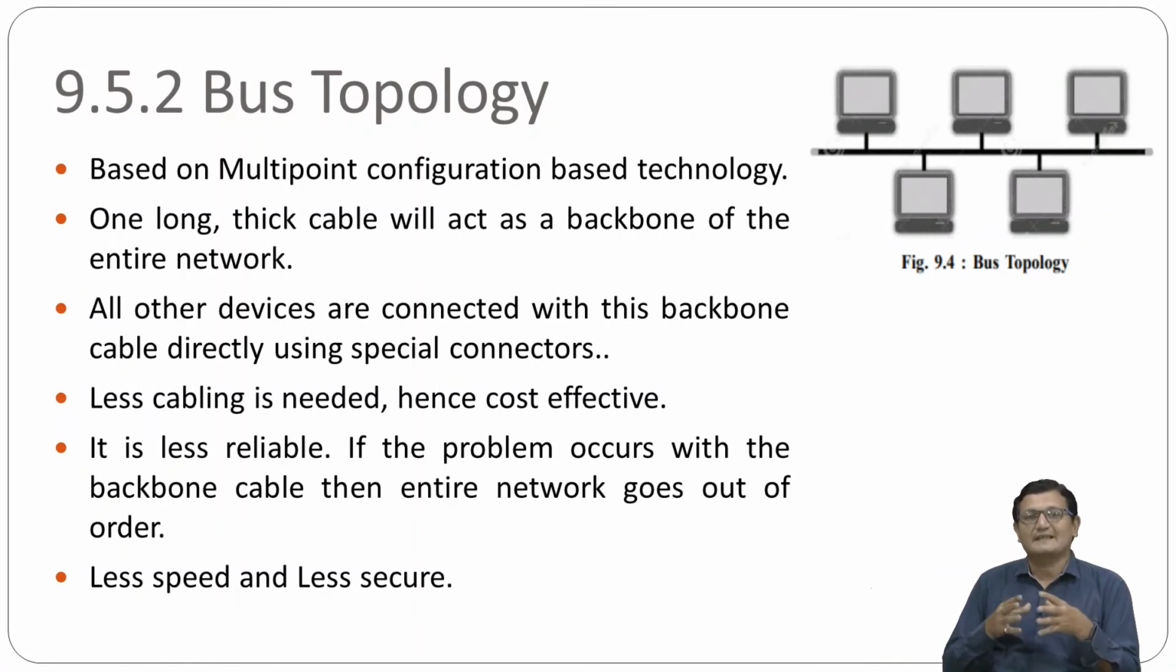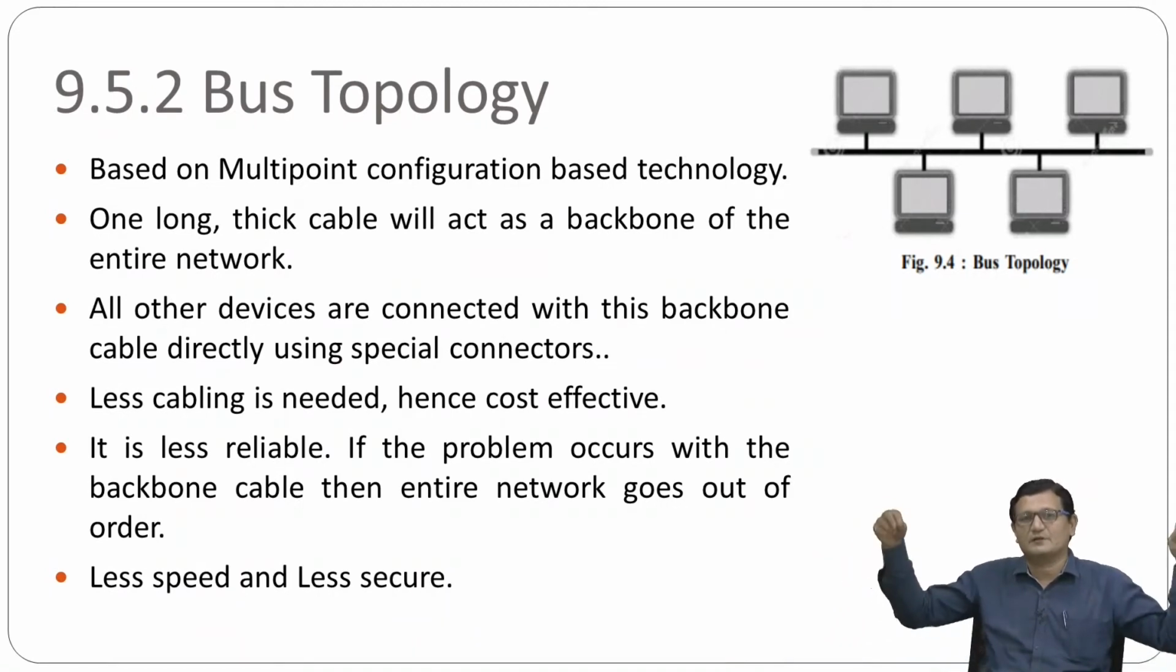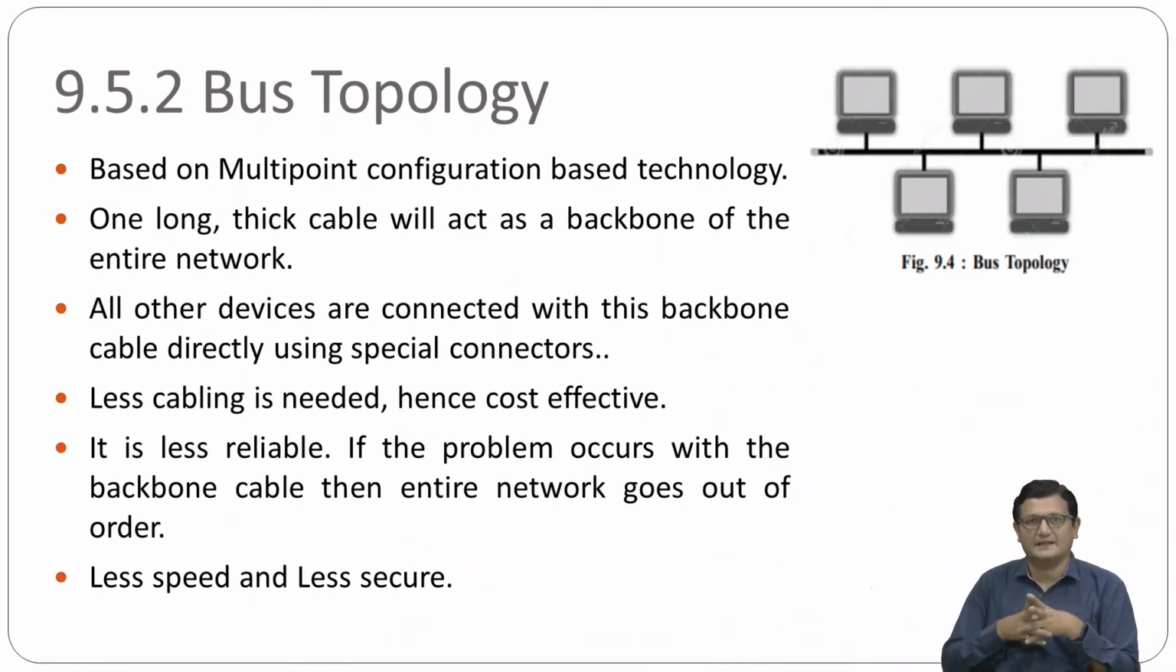Here less cabling is needed, because there is only one cable, and the rest of the machines are actually connected with that cable. So here less cabling will be there, and hence we can say it's cost effective. Obviously you need to spend less cost than the star topology, because here you need to use less cable. Okay, it is less reliable.